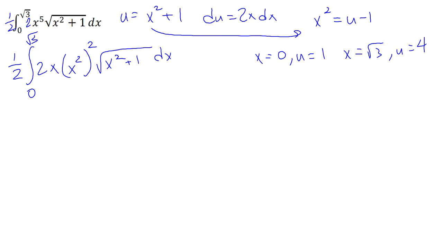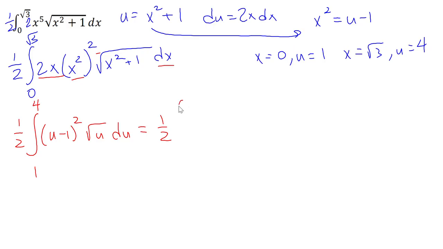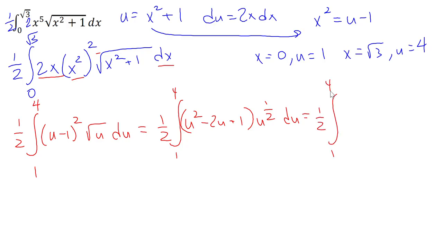So our whole new integral is going to become 1/2 of the integral from 1 to 4. Our 2x dx will become our du. Our x squared squared will become u minus 1 squared. And then we have our root u. Or 1/2 the integral from 1 to 4 of u squared minus 2u plus 1 times u to the 1/2 du. Or 1/2 the integral from 1 to 4 of u to the 5/2 minus 2u to the 3/2 plus u to the 1/2 du.